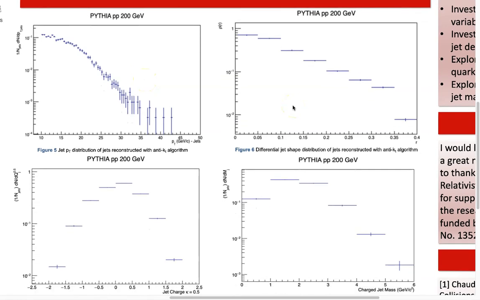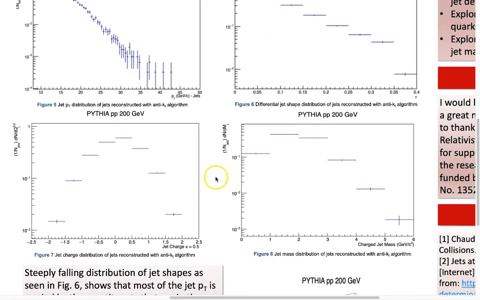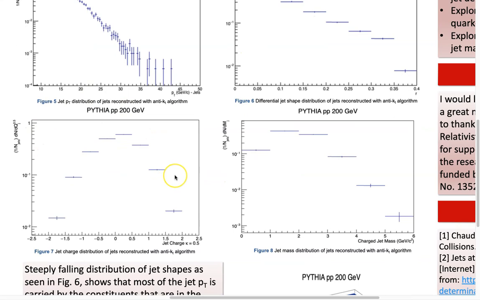Now, on to discussing the results for the jet shape variables. As you can see in this figure, the jet shape distribution falls steeply as you get away from the jet core. This is because most of the jet pT is concentrated in the vicinity of the jet core. Jet charge distribution here is calculated with kappa equal to 0.5.